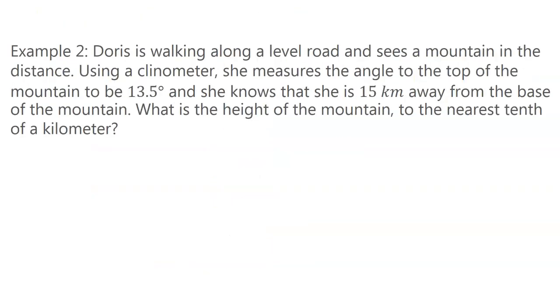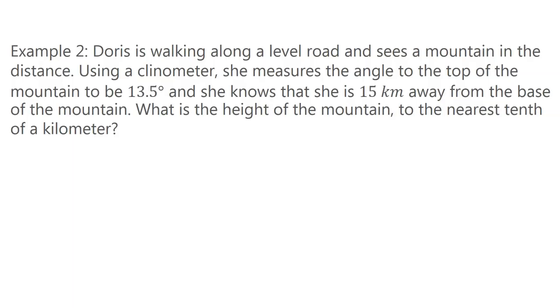Example 2. Doris is walking along a level road and sees a mountain in the distance. Using a clinometer, which is a device used to measure angles, she measures the angle to the top of the mountain to be 13.5 degrees, and she knows that she is 15 kilometers away from the base of the mountain. What is the height of the mountain to the nearest tenth of a kilometer?